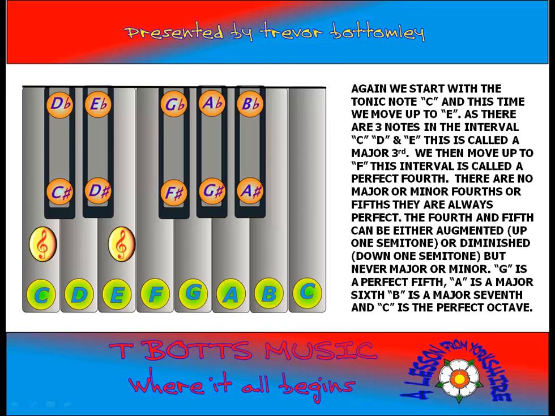We then move up to F. This interval is called a perfect fourth. There are no major or minor fourths or fifths, they are always perfect. The fourth and fifth can either be augmented up one semitone or diminished down one semitone, but never major or minor. G is a perfect fifth, A is a major sixth, B is a major seventh, and C is the perfect octave.